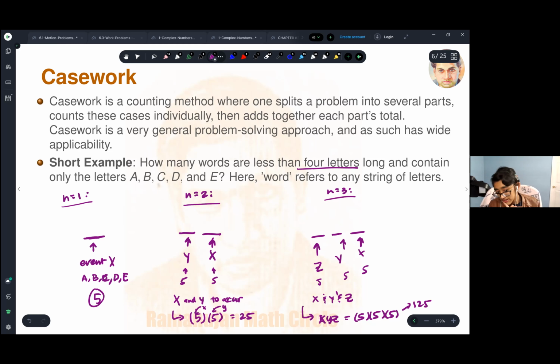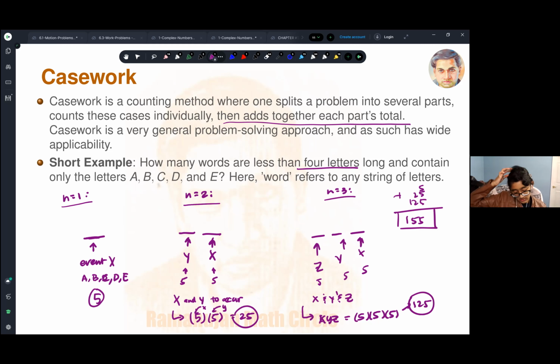So now we have our cases and we have the answers for each of our cases. According to casework, you then add all the parts together to get the total. So you add 125, 25, and then 5, and when you sum it up, you get 155. So there are 155 words that are less than 4 letters long and contain only the letters A, B, C, D, and E. And remember, there's no restriction on how many times a certain letter has to occur. That's why we can apply the multiplication principle pretty well.